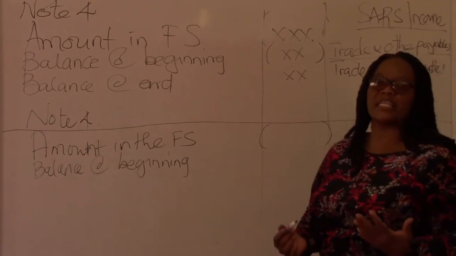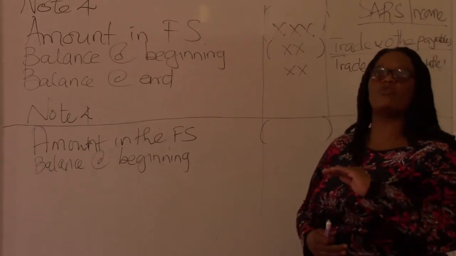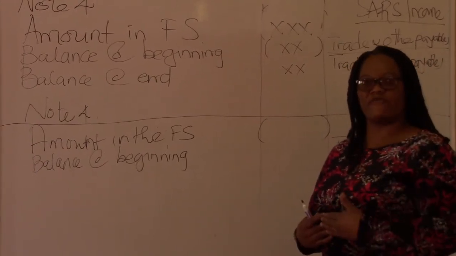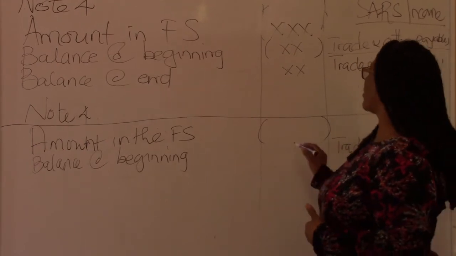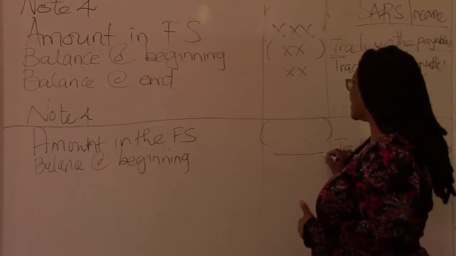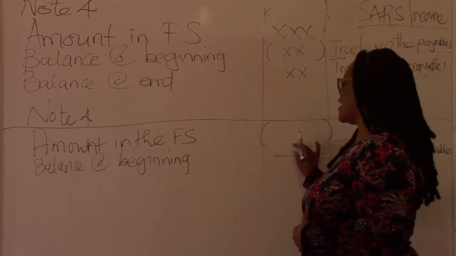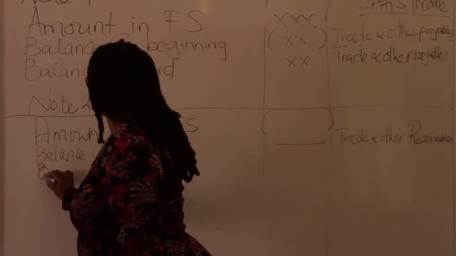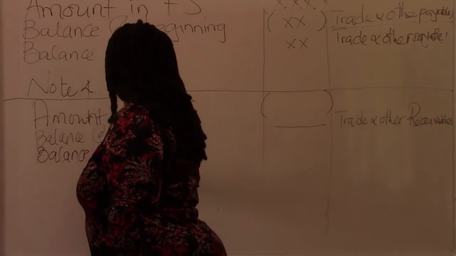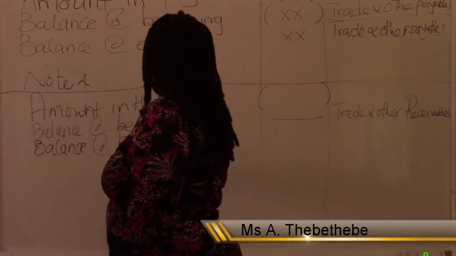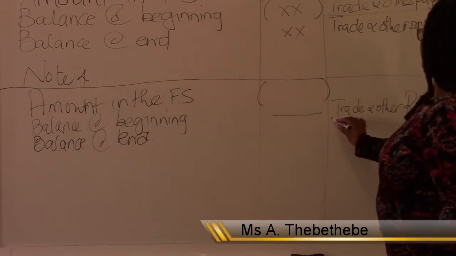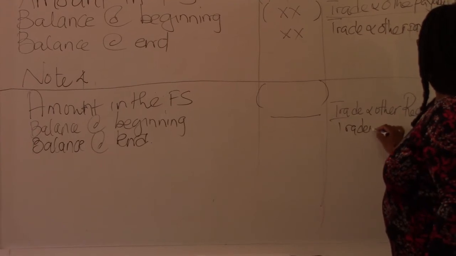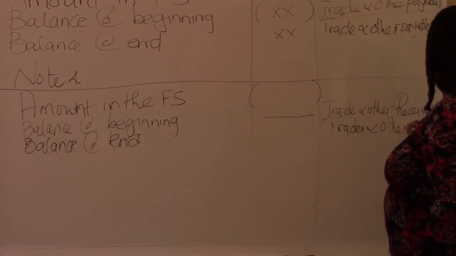Now, if it appears under trade and other receivables, it means we are not going to pay that amount to SARS. Instead, we are going to receive that amount from SARS. So it will appear as a positive. And then we go to the balance at end. Again, I want to assume that it is appearing under trade and other receivables.